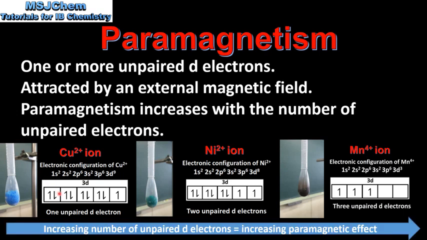And as we saw from the demonstration, with the increasing number of unpaired d electrons, there was an increasing paramagnetic effect. The Mn4+ ion had the strongest effect with its three unpaired d electrons, and the copper ion showed the weakest effect with its one unpaired d electron.